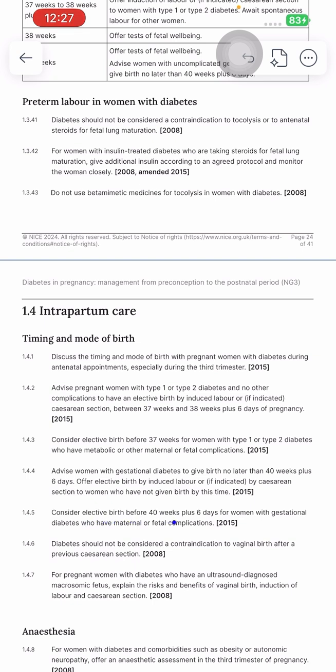Consider elective birth before 40 plus 6 weeks for women with gestational diabetes who have maternal or fetal complications. Usually the patient develops polyhydramnios or the baby is macrosomic, so you have to deliver early, because if you leave these types of patients, they may develop complications. Diabetes should not be a contraindication to vaginal birth after a previous one C-section.